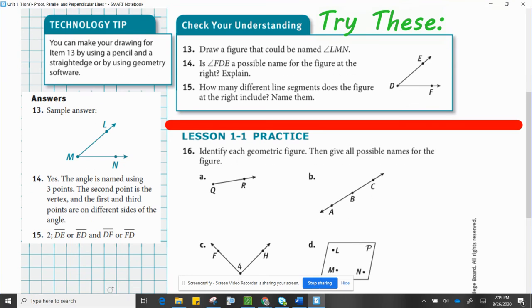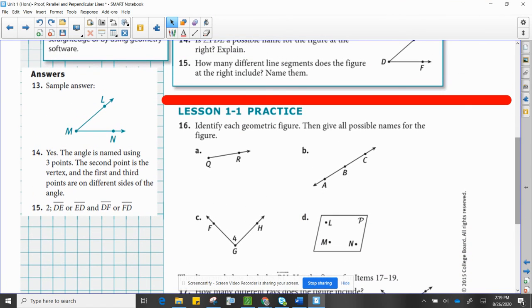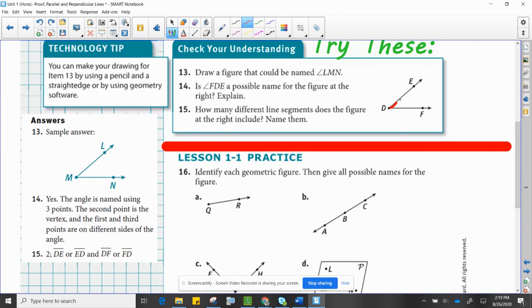And then for 15, how many different line segments does the figure include? The answer is 2. There's 2 line segments. So we have this line segment right here, which we can call DE, or we can call that ED, right? We could change the order on a line segment. The other one is this line segment right here, which we could call DF, or we could change the order on that also to FD.